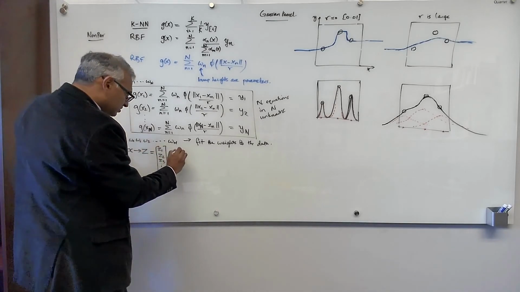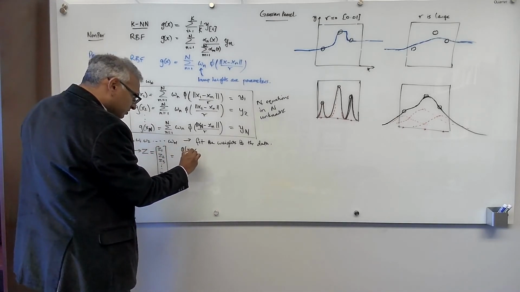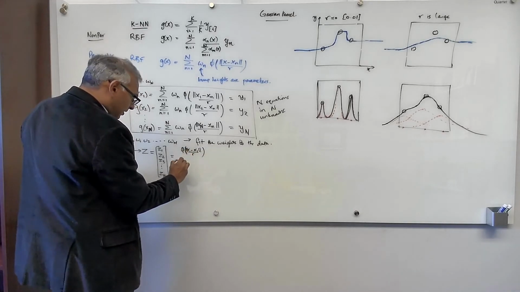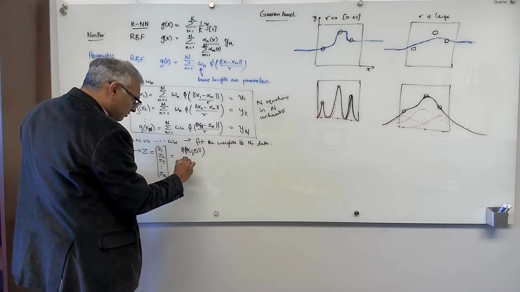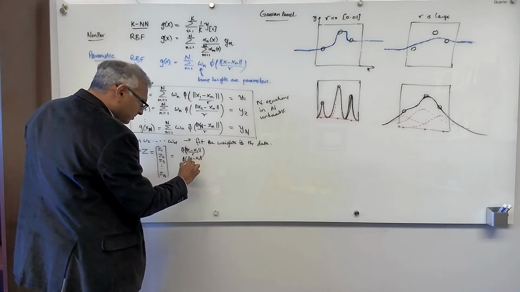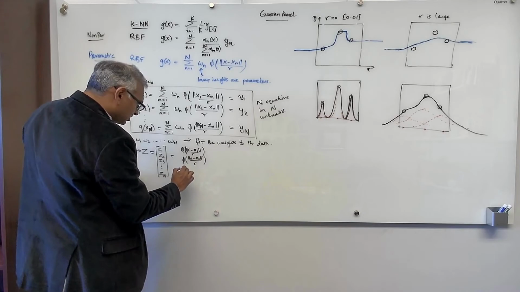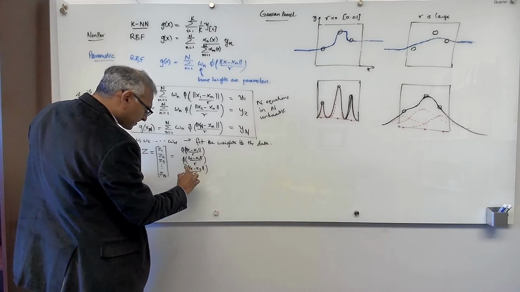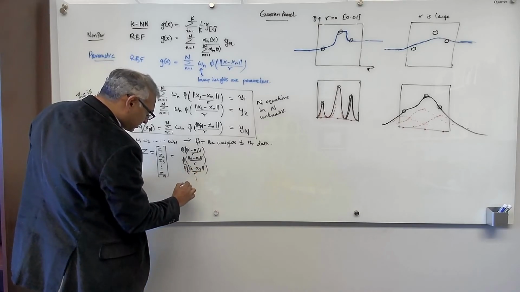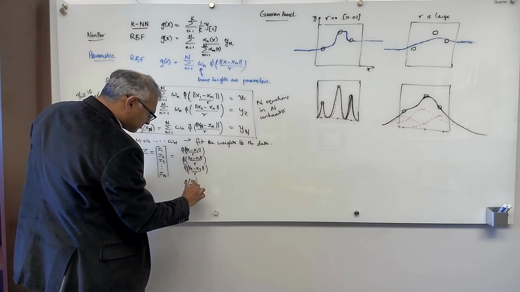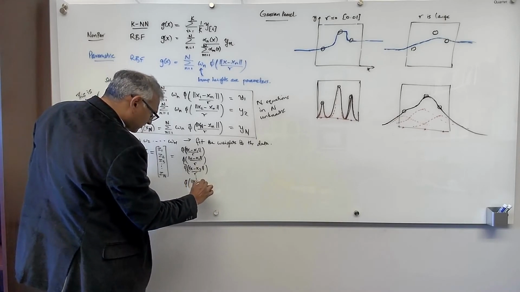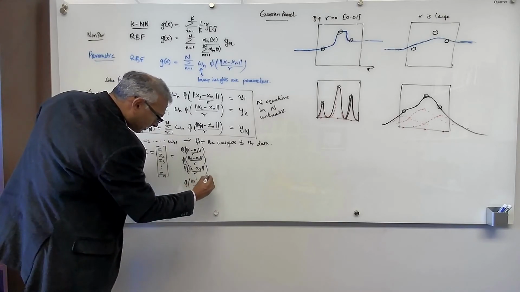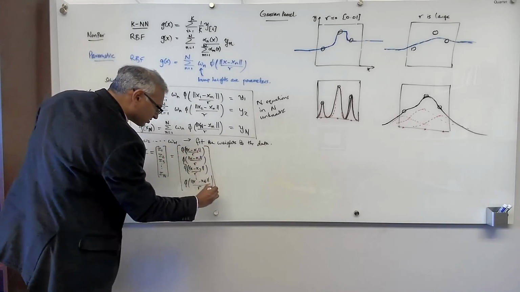Well, what's the first feature? The first feature is phi of (x minus x1) over r. Okay, and the second feature is phi of (x minus x2) over r. And the third feature is phi of (x minus x3) over r. Okay, and so on, phi of (x minus x big N) over r. Okay, this is an n-dimensional feature transform.